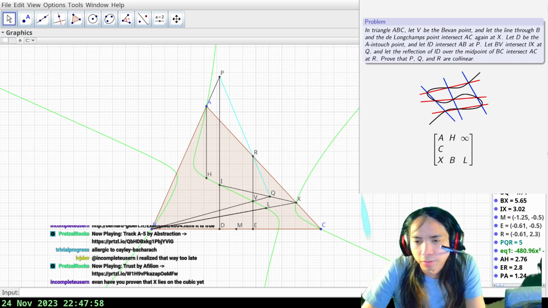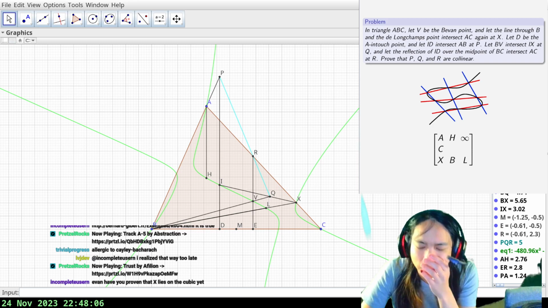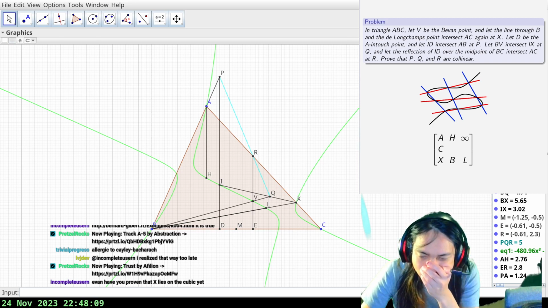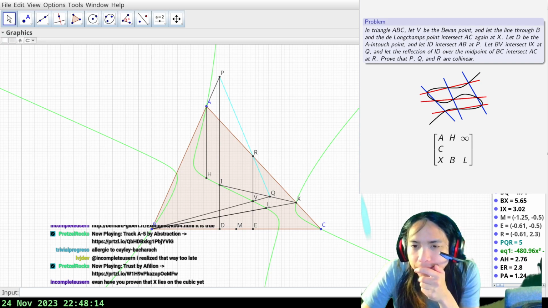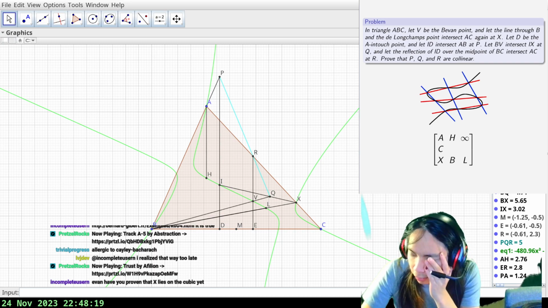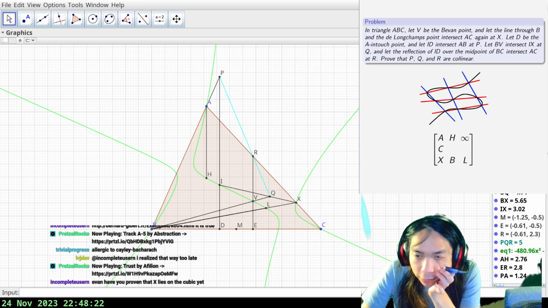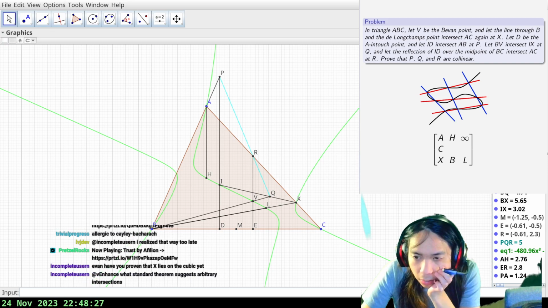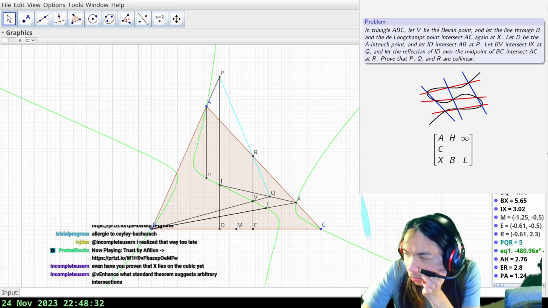Do I not need R yet? It's possible I don't need R yet. Oh wait, now I'm really confused. How do you use this nuke? We learned new things today. Many new things have been taught. BV, we don't care about.